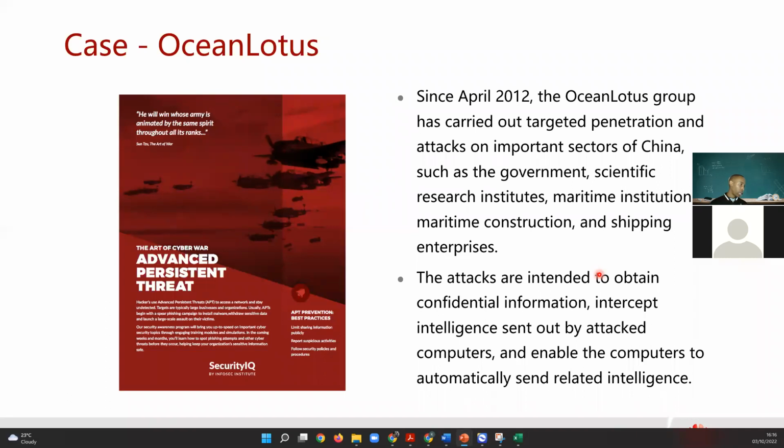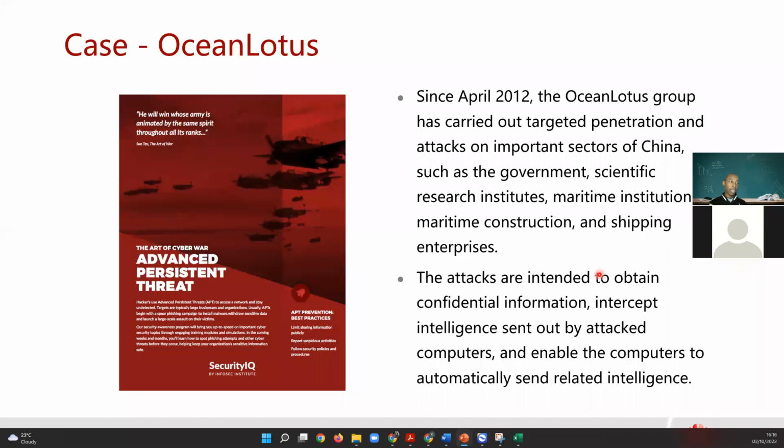So what happened with APT? For example, the Ocean Lotus group has been carrying out what we call targeted penetrations, in terms of some of the important sectors in China, such as government, the research institutes, the maritime institutions and constructions, and also the enterprises. And this has been happening from April 2012. The intent was getting confidential information, trying to intercept some of the intelligence being sent out using the attacked computers, and to ensure that the computers can automatically send those kind of related intelligence.